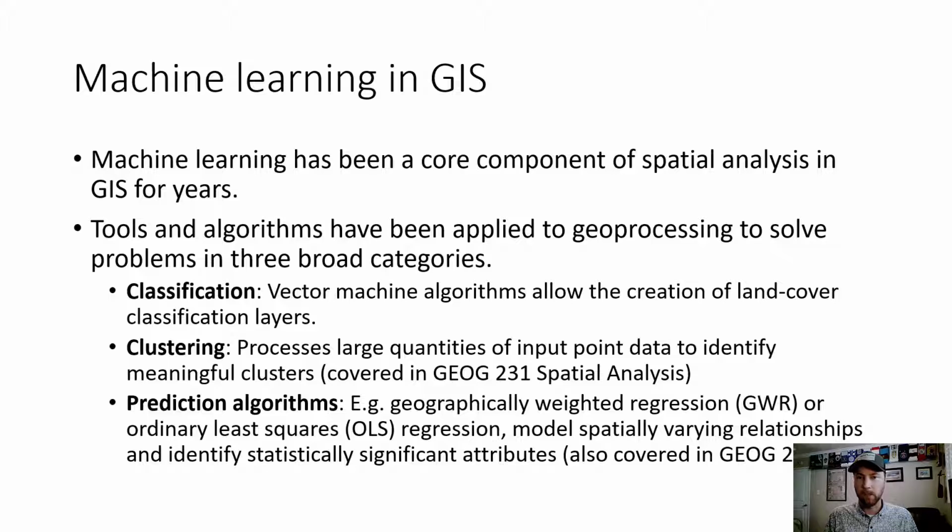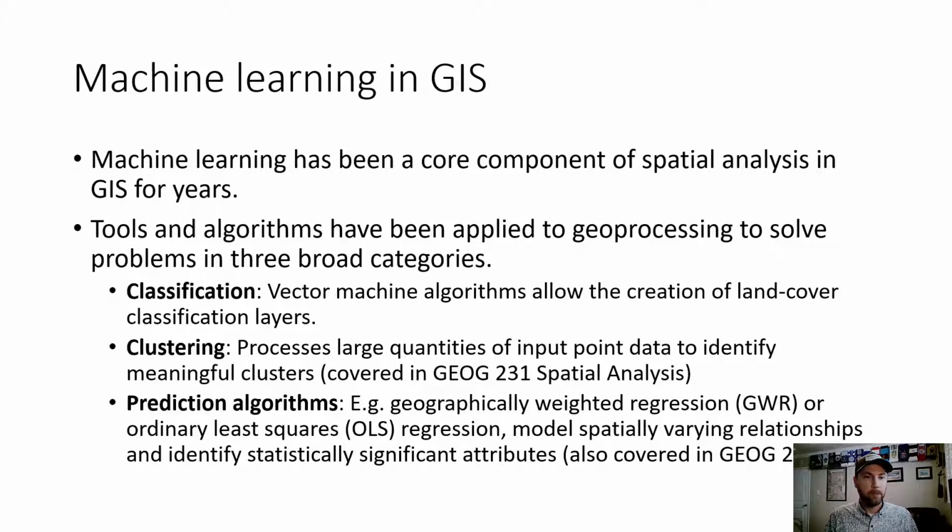Classifications, like, for example, support vector machine algorithms, which allow the creation of land cover classification layers. You've done this before already, right? So we used a classification method with supervised training to essentially create a land cover classification. We've done it in a couple different contexts to determine what's permeable versus impermeable, what are trees, what are not, right? Clustering actually involves point data, where we can process large quantities of points to identify meaningful clusters. And these are tasks that are covered in the spatial analysis class in Geography 231. Hot zones and cold zones, hot spots, cold spots.